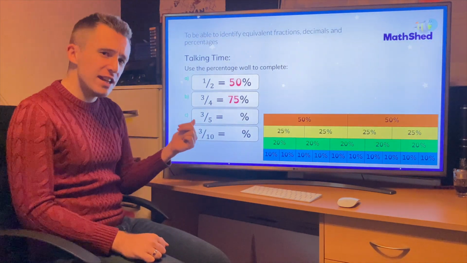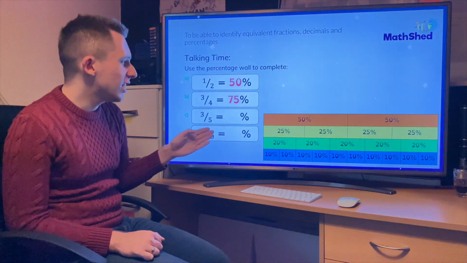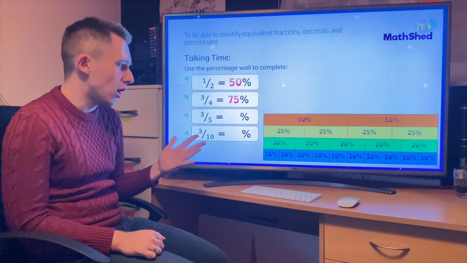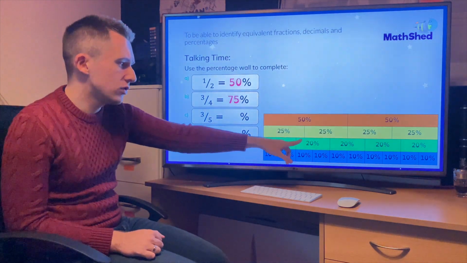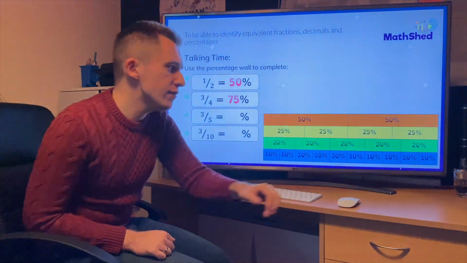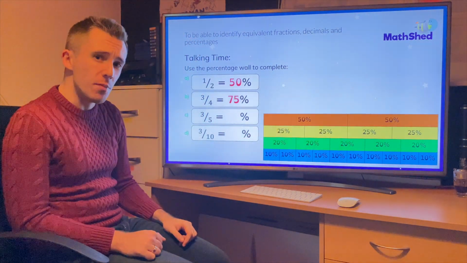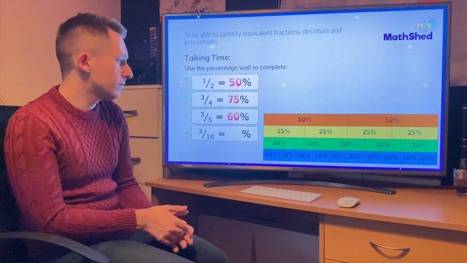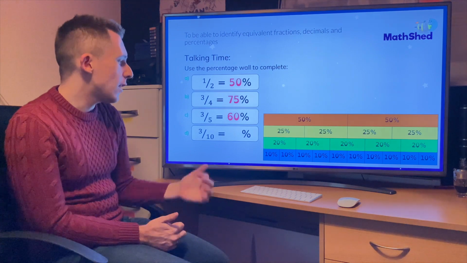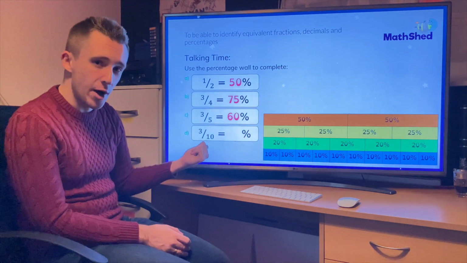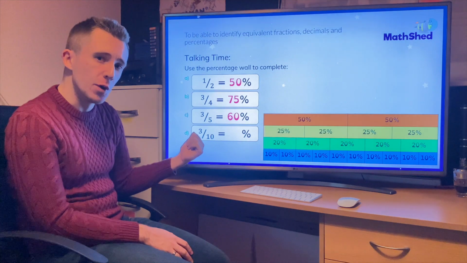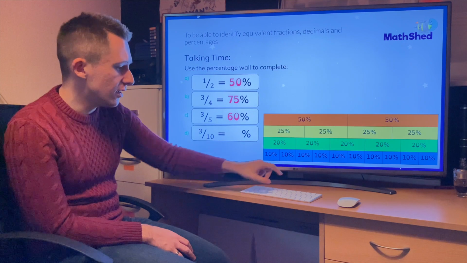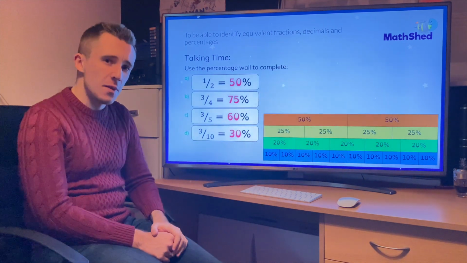For the next one, 3/5, we're looking for a part where we have 5 different parts to it. So we've got 1, 2, 3, 4, 5. And we want 3 of them. 20, 40, 60. So the answer is 60%. And the final one here, we're looking for 10 parts and we want 3 of them. So we have the 10 parts at the bottom and we want 3, so 10, 20, 30. 30% there.